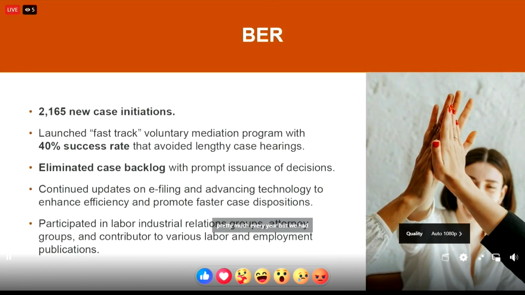So pretty much every year, we have about 2,100 new case initiations. Many of those are representation petitions, but we have a lot of unfair labor practices too. We went through a voluntary mediation program that went virtual, for grievances and collective bargaining agreements, and it has been very, very well received to help parties, because you don't always need to wait quite a long time to see an ALJ to resolve these issues. In 2022, the Commission worked diligently to eliminate any backlog they had on cases. We got e-filing.